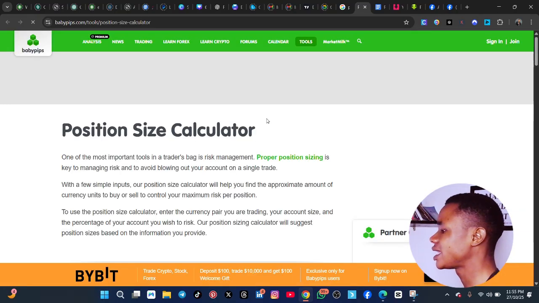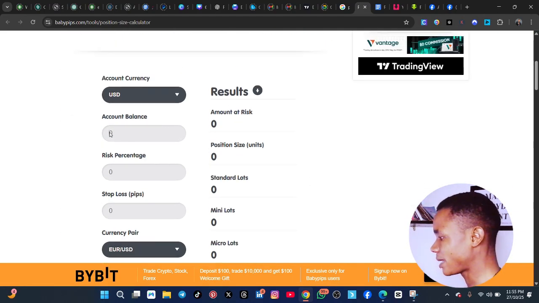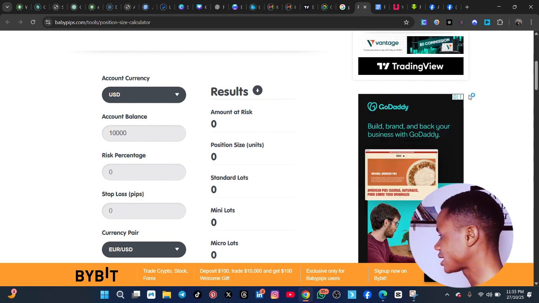All right, Babypips is very good. So let's open it and then let's do our calculation simple. So this is the calculator. So what is the account balance? All right, so let's say the account balance is $10,000. Okay, so this is $10,000.